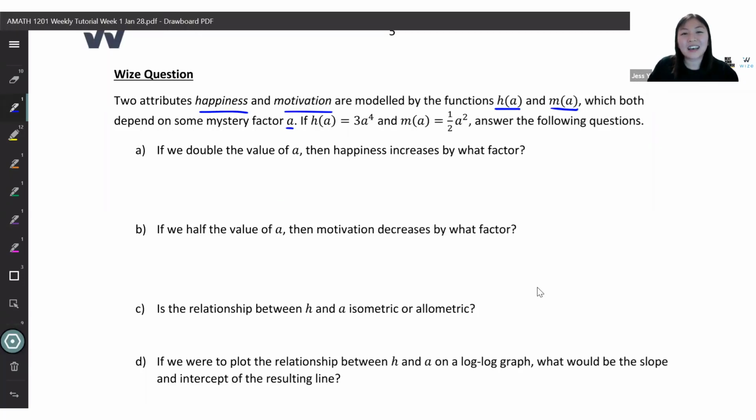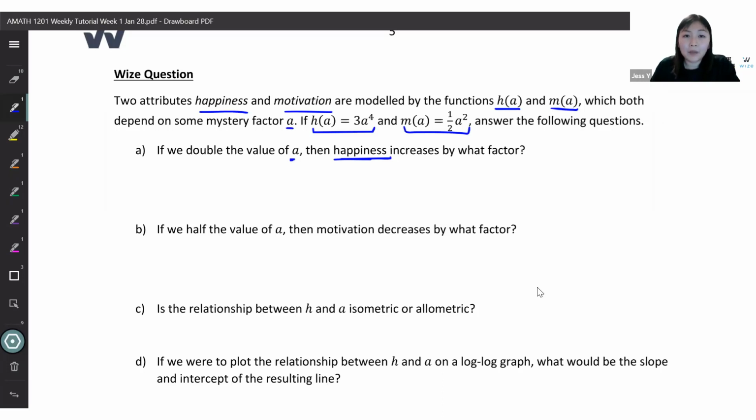They're telling us that h of a is 3a to the fourth, and m of a is a half a squared. And we want to use this to answer these questions. In part A, if we double the value of a, then happiness, meaning h, increases by what factor? They're telling us we're doubling a, and they want to figure out what's happening to happiness.